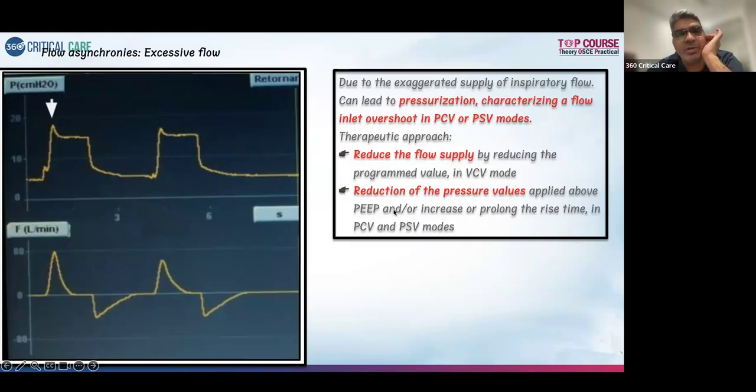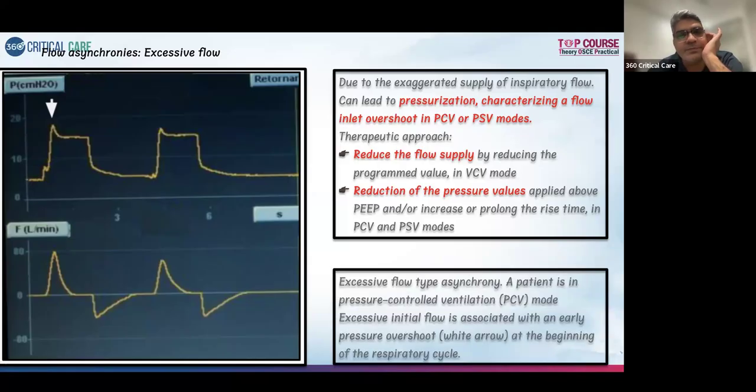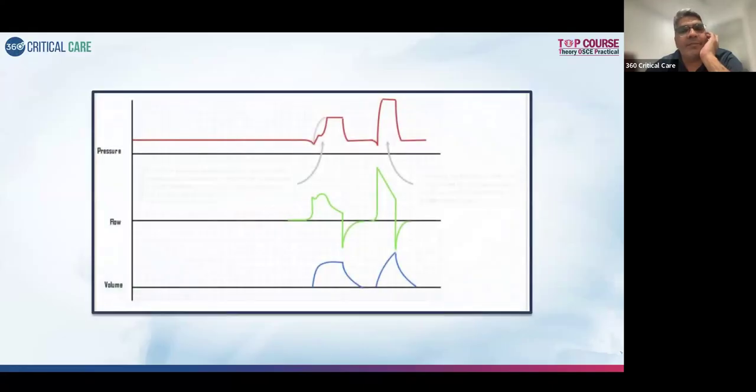Suppose in pressure control mode you have kept an inspiratory pressure of 30 and a PEEP of 10, so a total pressure of 40. In that case, you don't need that high pressure, so you may need to reduce it. There is excessive flow that is generated, you don't need that overshoot, so you may need to reduce the inspiratory pressure in a pressure control mode. Okay. All right.